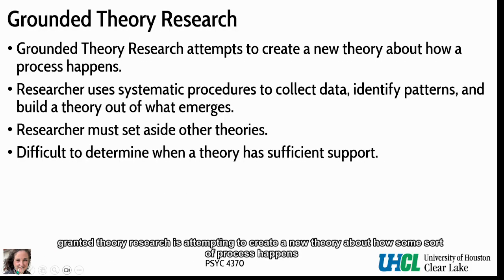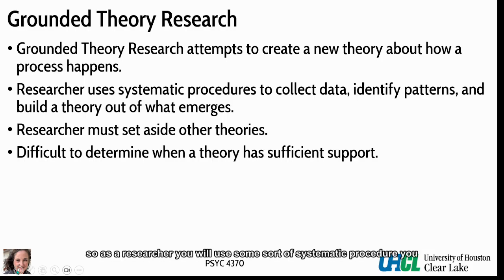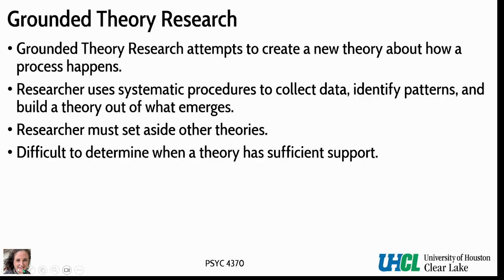Grounded theory research is attempting to create a new theory about how some sort of process happens. So as a researcher, you would use some sort of systematic procedure. You would collect data, identify patterns, and then build a theory out of what you get. So in order to be good at this, the researcher has to be able to set aside other theories, and it's also very hard sometimes to determine when you have enough support for a theory.